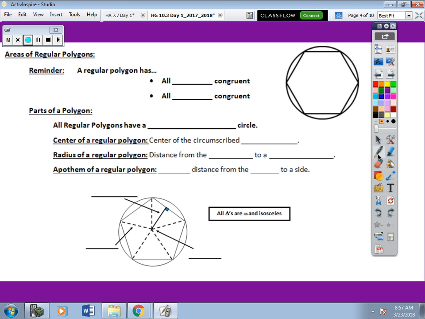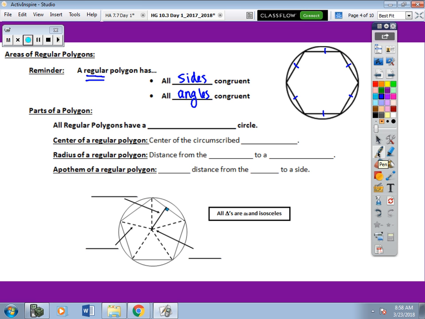Alright, so just a reminder, a regular polygon is called regular because everything's the same. All of its sides will be congruent, and all of its angles are congruent. So in a regular hexagon, all the sides would be congruent. I'm not going to mark all the angles, but we could mark all the angles as being congruent.